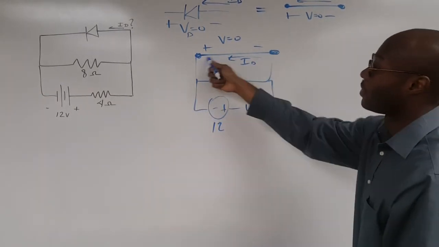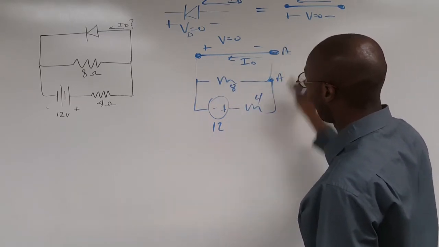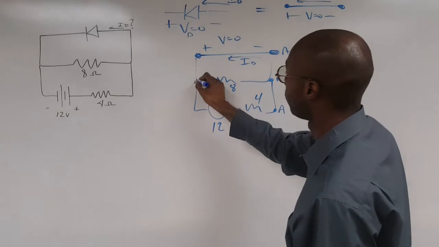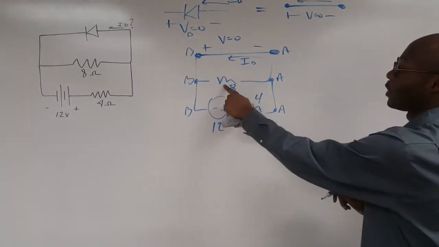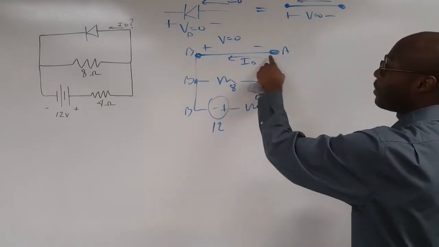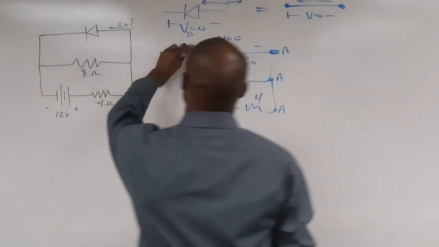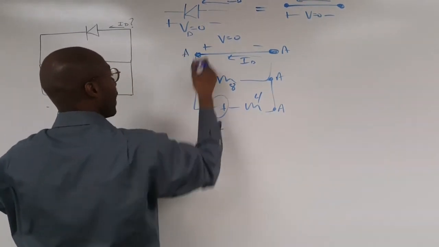This is a short, and if you think about it, this would be node A. This would be node B. So this is between A and B. But if you realize when you move over, all of these B's become A's, and so you have A.